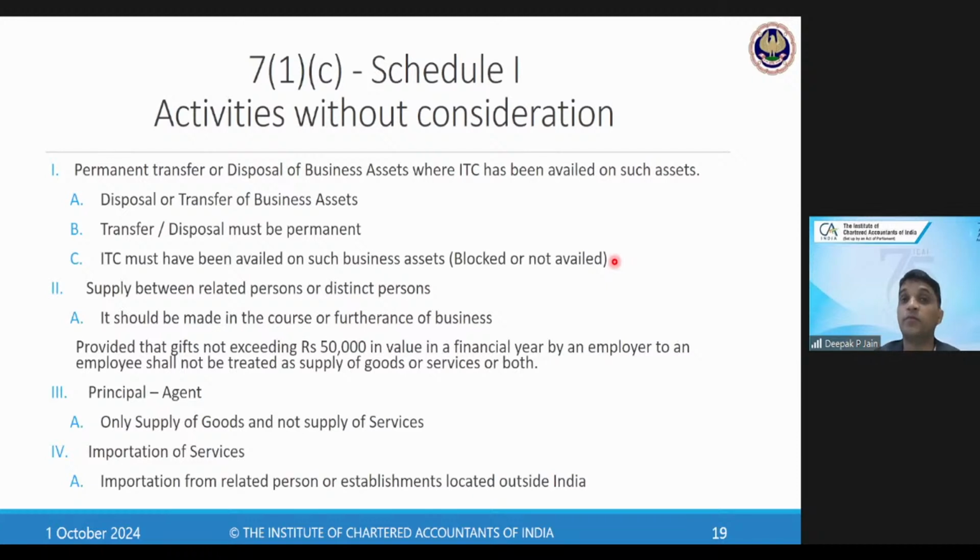The second example is I bought a car. When I bought the car, I paid the GST. In input tax credit, there is a category called blocked input tax credit, wherein if I buy something and that item is specified under the blocked credit list, then I cannot claim the input tax credit. One of the items is vehicles. So if you buy a car and use it for your business, still you cannot claim the input tax credit. Now you have used the car and, like the laptop, you have disposed of it. So on this, will you pay GST or no?